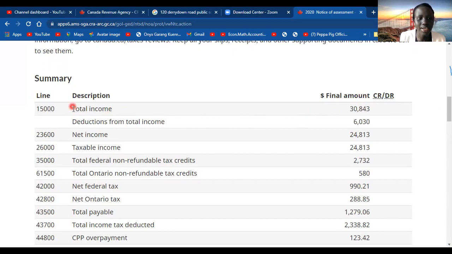So let's see here, I had a total income of 30,843. The deduction from this total is $6,030.